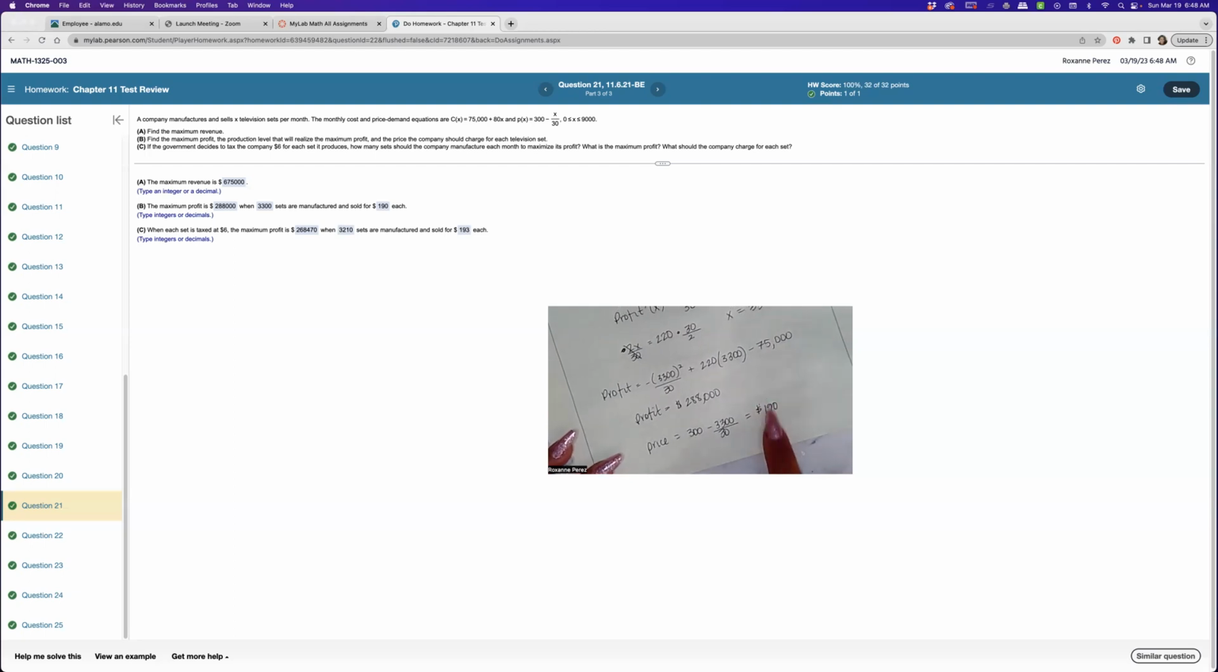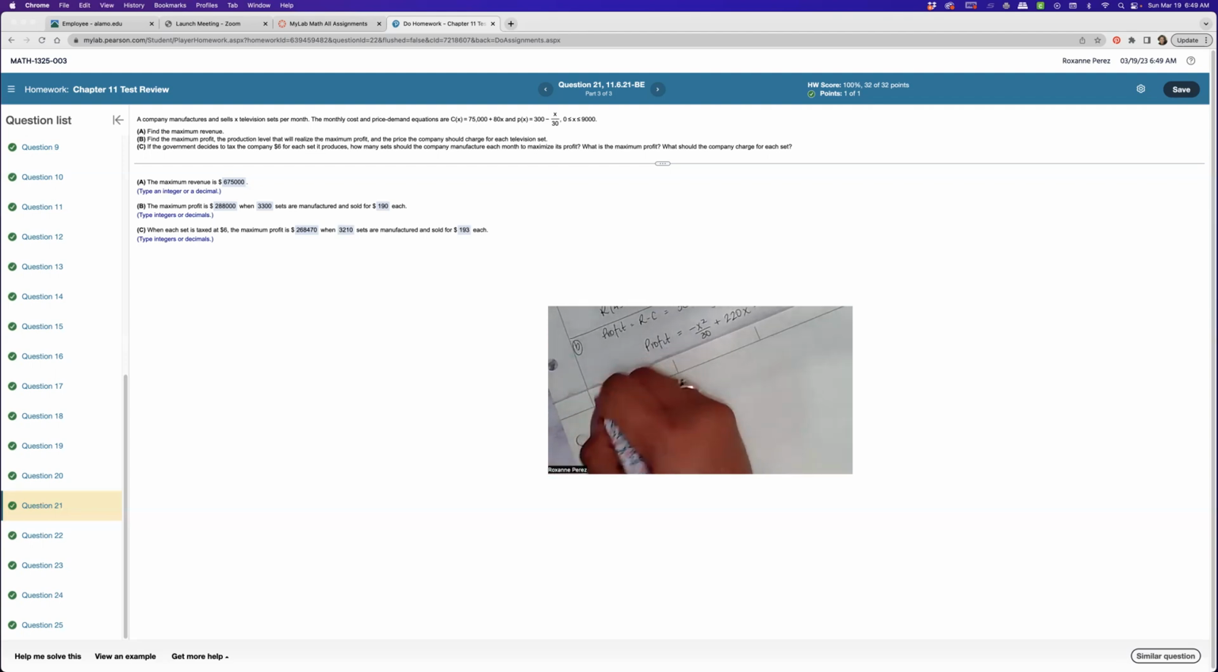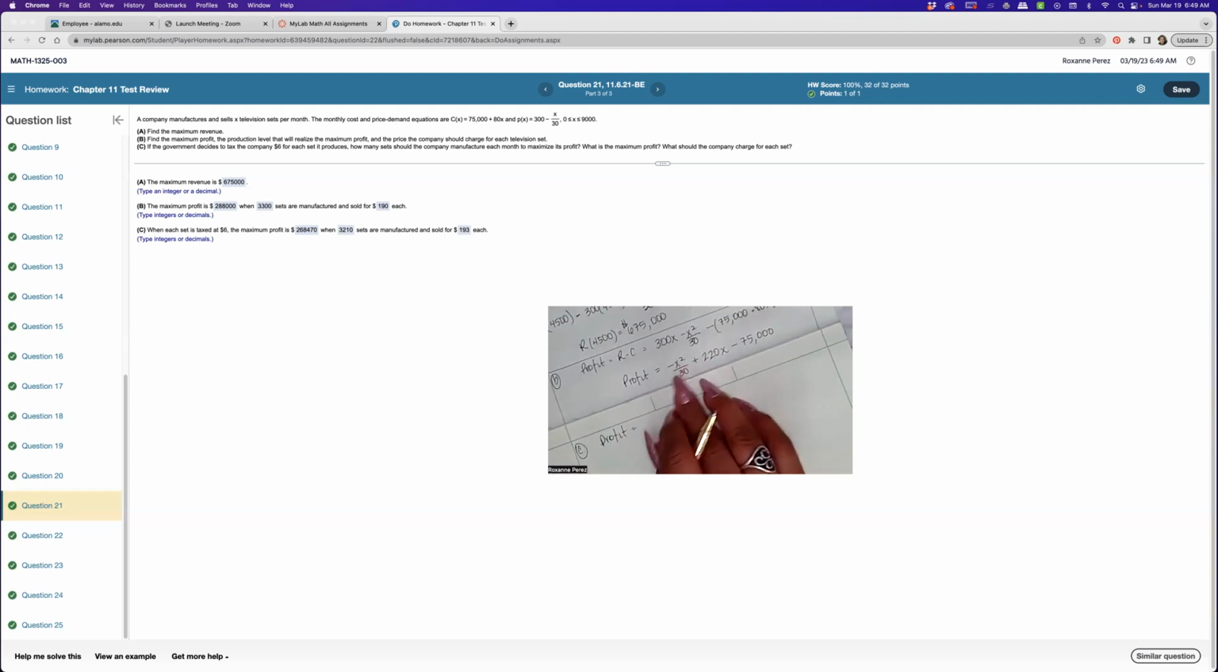Okay. So now in part C, they want us to evaluate if we have a $6 tax added. So we're going to take what we have for our profit function here. Right, this is what we had from part B is our profit function, plus 220x minus 75,000.